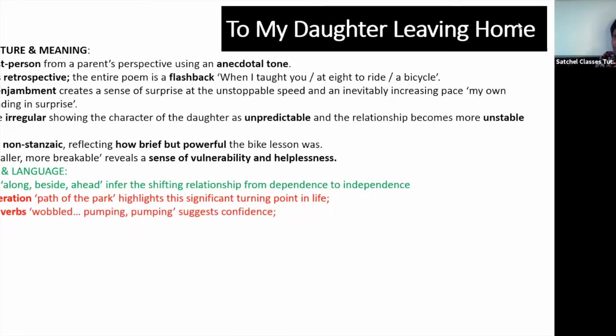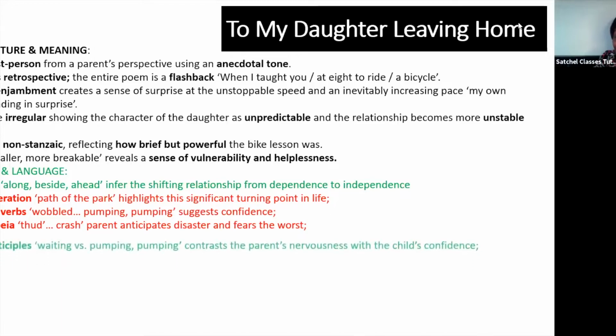And then the contrasting verbs, where the child wobbled at the start and then she's pumping, with a repetition there, suggests that sense of confidence as she masters learning how to ride the bike. And then the thud and the crash is when the parent is anticipating disaster and fearing the worst, but it doesn't happen. So the sense of relief and pride, but it's also mixed with loss as the child becomes smaller and difficult to catch up with.